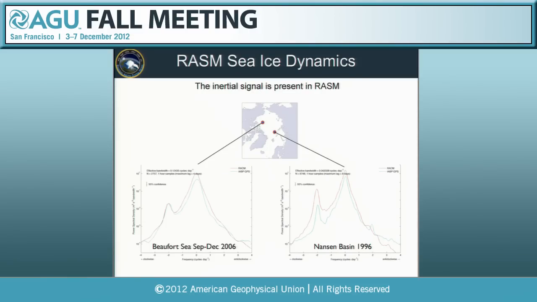They agree fairly well for this Beaufort Sea region, September to December 2006, and then for the Nansen Basin over the whole year. So we're capturing a type of ice dynamics that occurs because of physics that are contained in our sea ice model, but also the fact that we're able to fully exploit those physics, or more fully exploit those physics, by the finer resolution that we're running at.